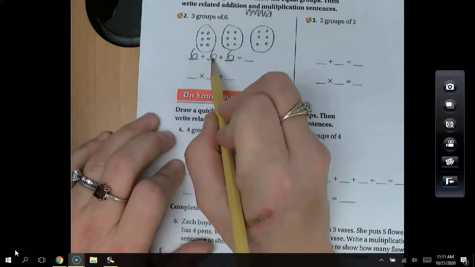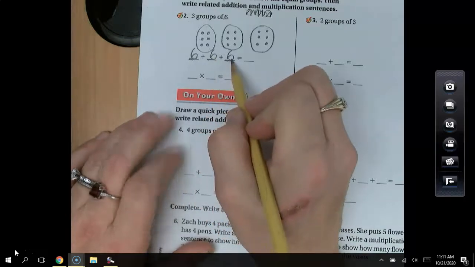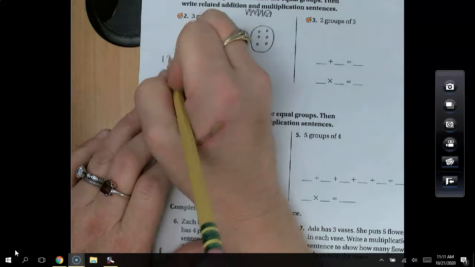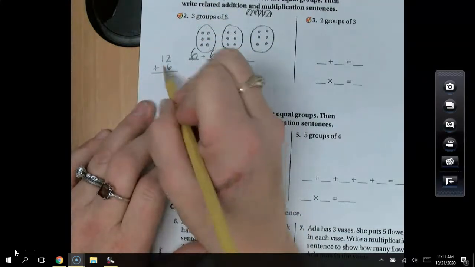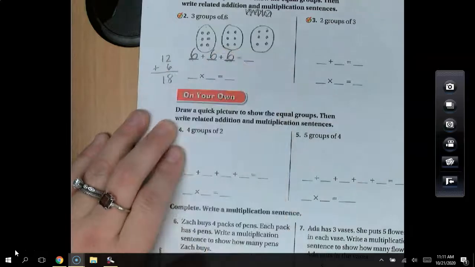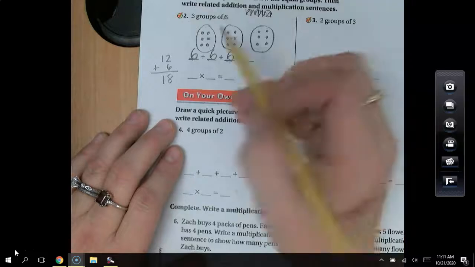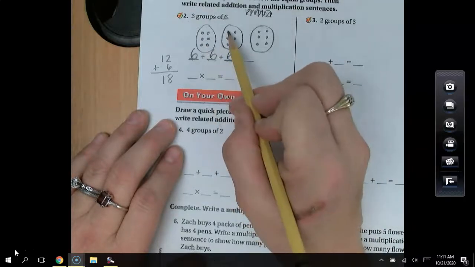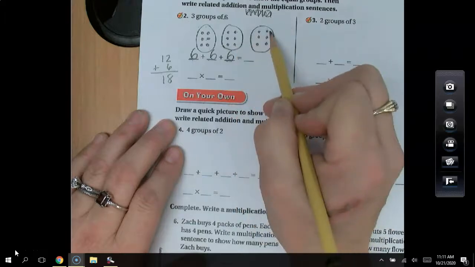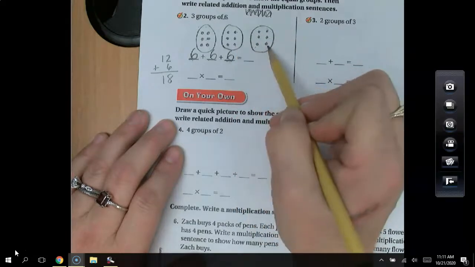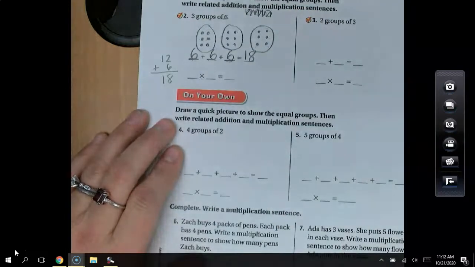Now, let's add them. 6 plus 6 is 12, and 12 plus 6 is what? Well, if you don't know, you could stack it. 12 plus 6, and 2 plus 6 is 8. 1 plus nothing is 1, and you get 18. Or you could simply count all of your counters. I know there's 6 in this first one. 7, 8, 9, 10, 11, 12, 13, 14, 15, 16, 17, 18. So 6 plus 6 plus 6 equals 18.